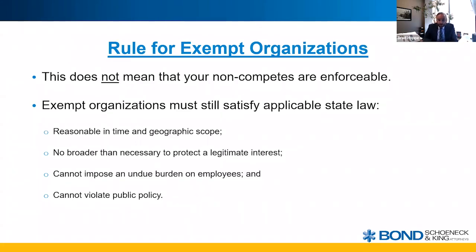So what does this mean for exempt organizations? It doesn't mean that your non-competes are automatically valid now. You still need to comply with applicable state law, whether that's New York or any other state. Here's the rule for New York State. A non-compete is enforceable if it's reasonable in time and geographic scope, and if it's no broader than necessary to protect a legitimate interest under the law. In New York, that's confidential and trade secret information. It's customer relationships and goodwill. And it's also competition from a very small class of what's called unique or key employees. The non-compete cannot impose an undue burden on employees, and it cannot violate public policy. That's the standard everyone's been operating under for a very long period of time. And if you're an exempt organization, that is going to be the standard that you still need to comply with on a going forward basis.